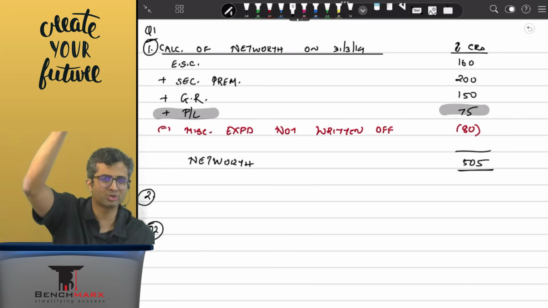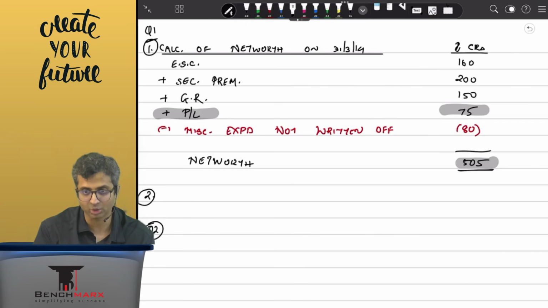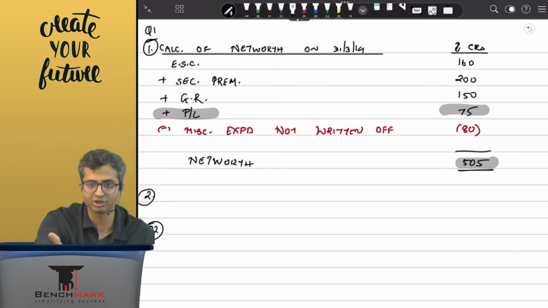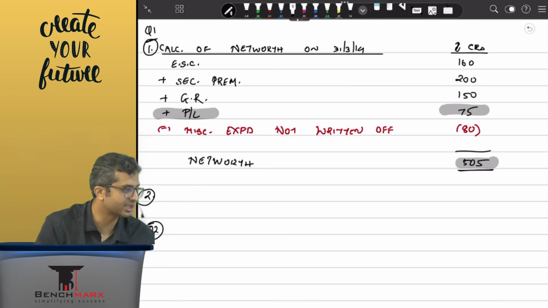One option is you show the entire working. Another option is from 505 you remove the 75 and then further 375. You will get the revised net worth. How much is coming? 55. So, I'm at 55 crores on 31st March 14. After that, is the net worth given for 15, 16, 17? No, assuming it remains the same. Nothing is given. Assuming, like working capital, opening stock equals closing stock. If nothing is given, let us say it remains the same.